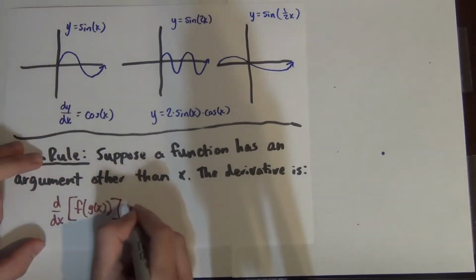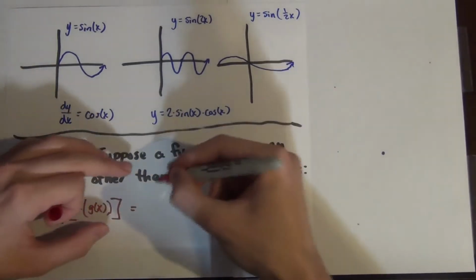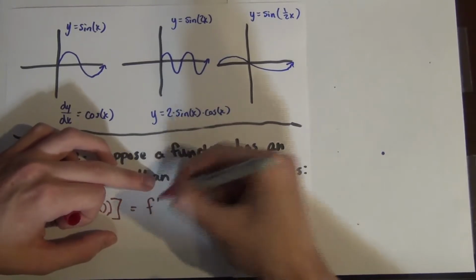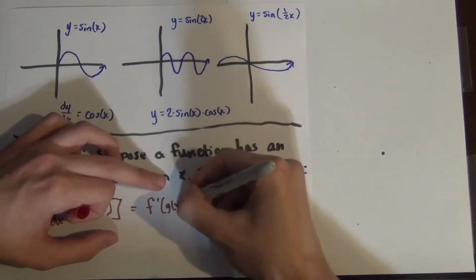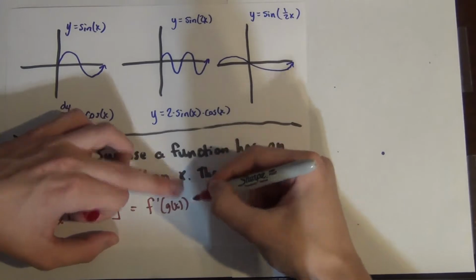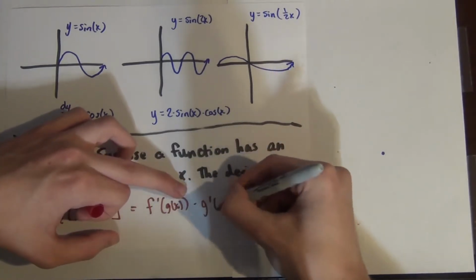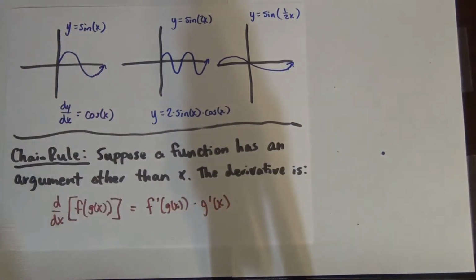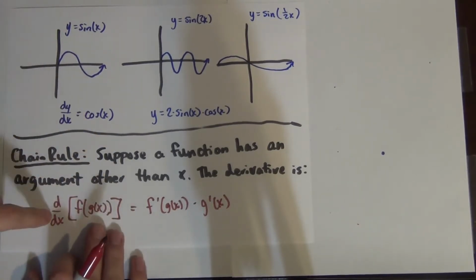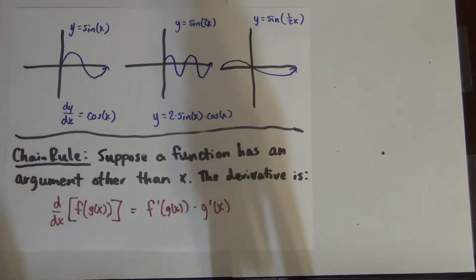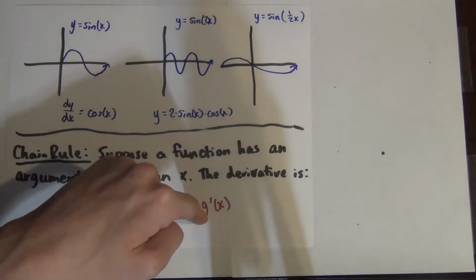This is equal to the following. It's equal to f prime of g of x times g prime of x. That is the chain rule. Box that, highlight it, do whatever you want, memorize this rule because it is one of the most important in all of differential calculus. I said that before. So this derivative has two components.